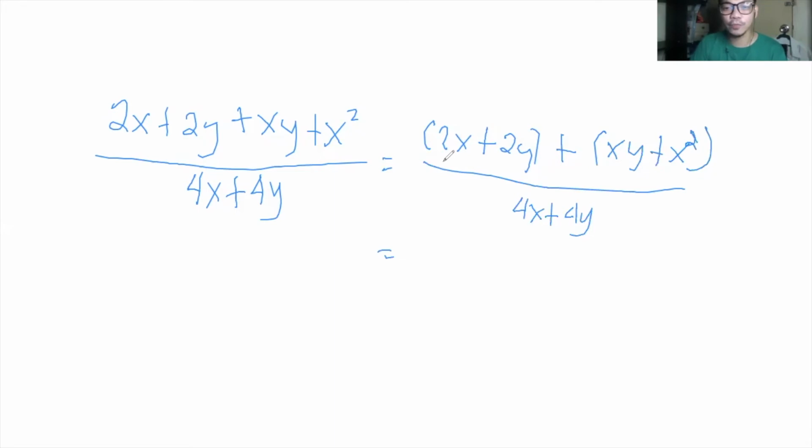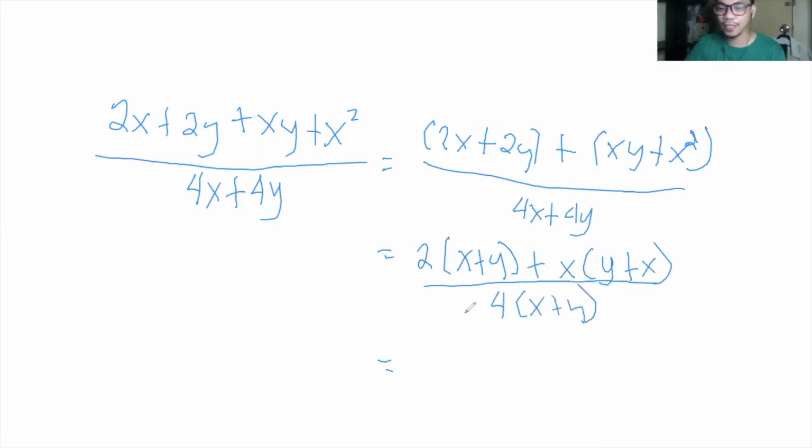For the first group in the numerator, the common factor now is 2, and then we divide each term by 2, so that's x plus y. The next group, the common factor is x. So when we divide each term by x, that's y plus x, over the common factor of 4x plus 4y, which is 4 times (x plus y). But we're not done yet.